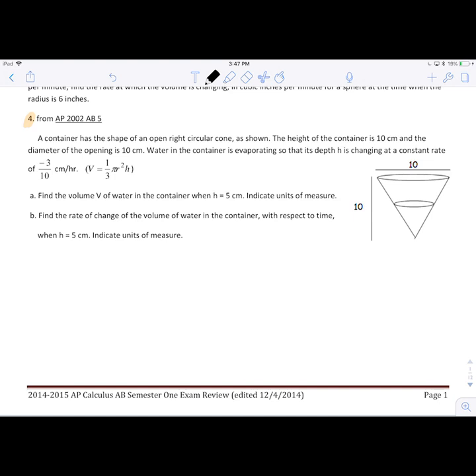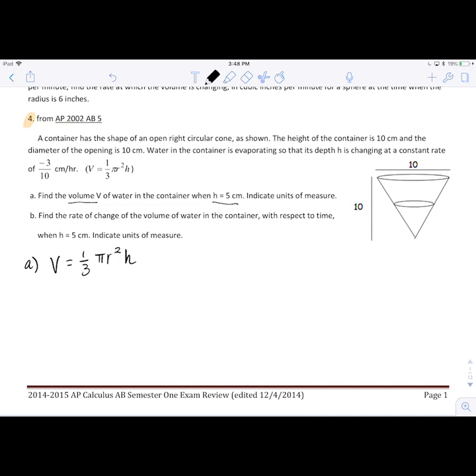So part A says find the volume of water in the container when h equals 5, indicate the units of measure. Okay, so we're going to start with A, and it's just asking to find the volume of the water when h is equal to 5. So we're going to write down our formula, 1/3 pi r squared h.